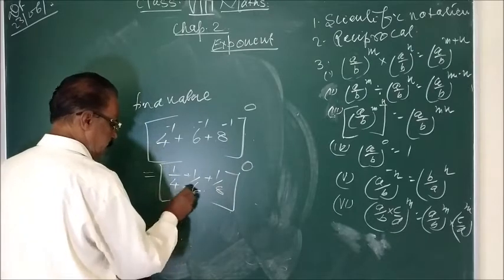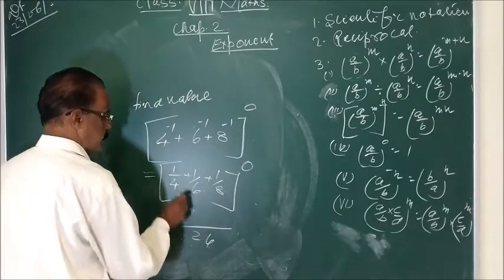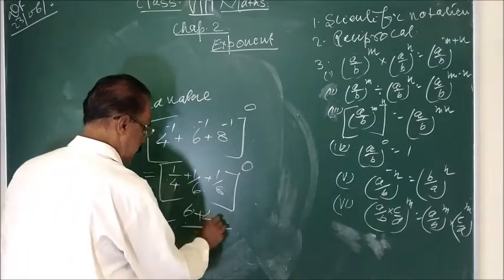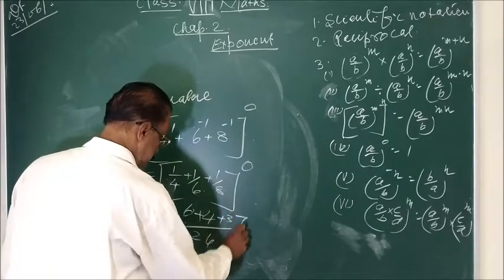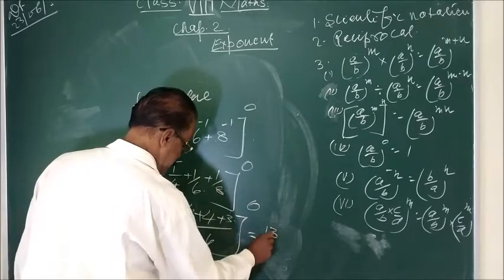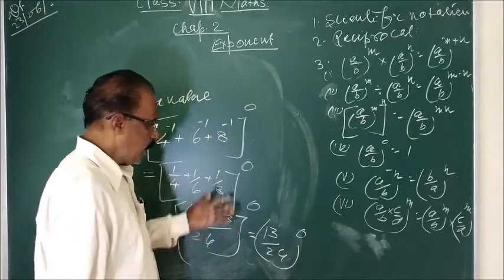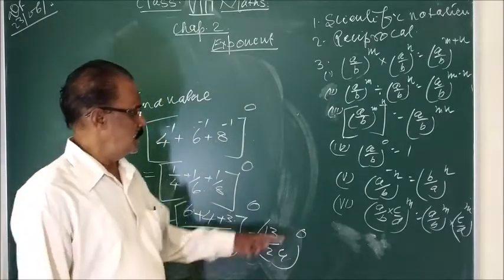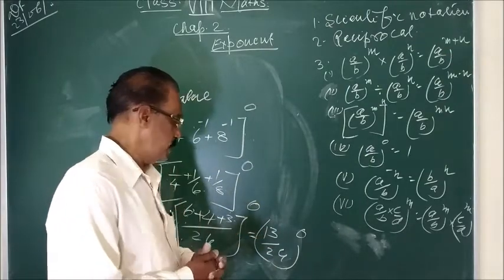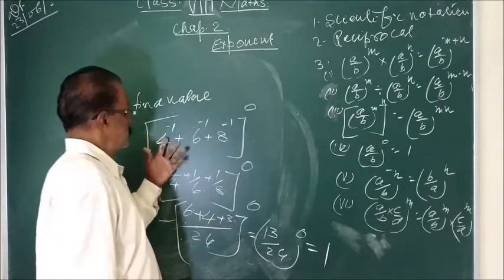Now you simplify, find the LCM of 4, 6 and 8, you will get 24. 24 divided by 4, you will get 6. 24 divided by 6, you will get 4. And here you will get 3. So this will be 6 plus 4 plus 3, 13 by 24 whole power 0. Now what identity formula will you use? You use this formula: the power 0 of any rational number, that value is equal to 1. So this is the solution.